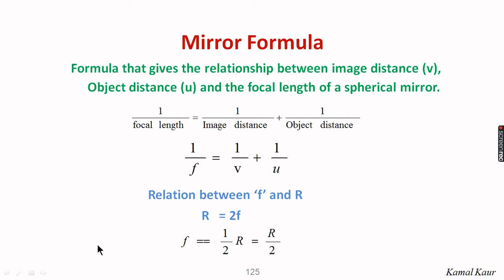It is the formula that gives us the relationship between three things: focal length, image distance and object distance. It is equal to 1/f = 1/v + 1/u. We have just seen that the focal length of a mirror remains fixed. So out of the rest two, that is v and u, if one changes, the other will automatically change.